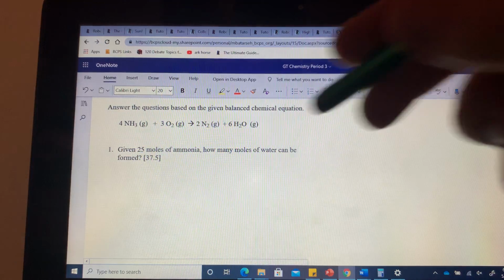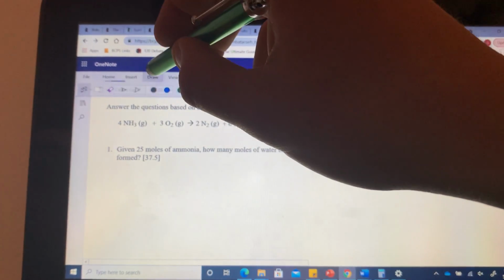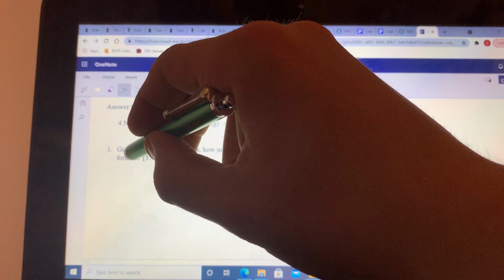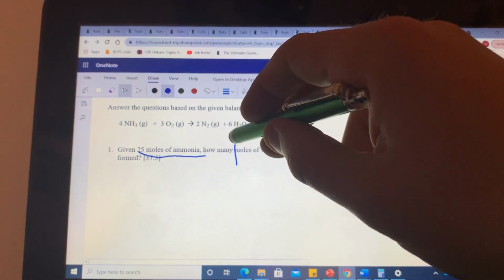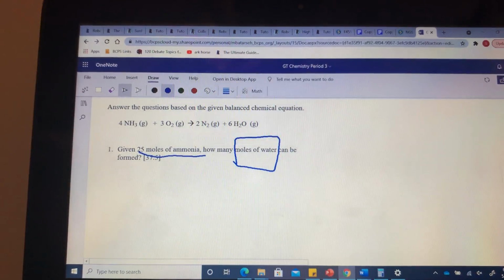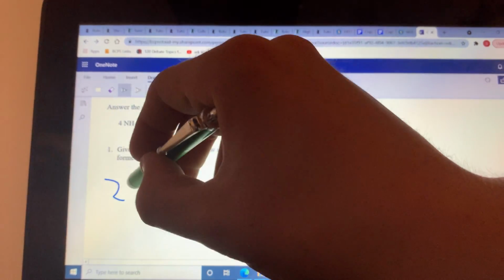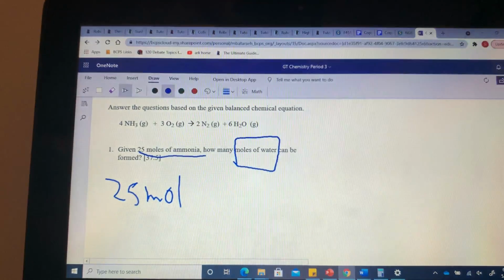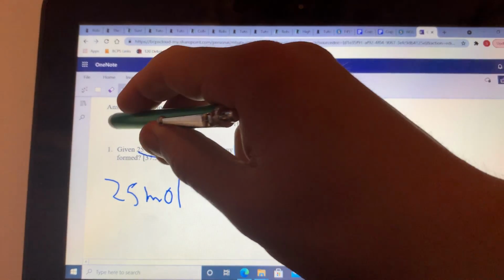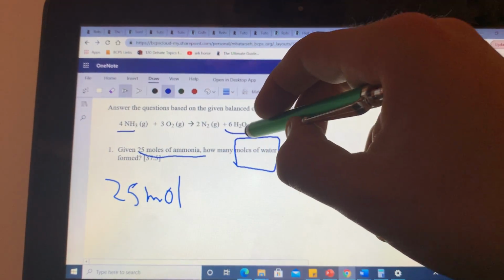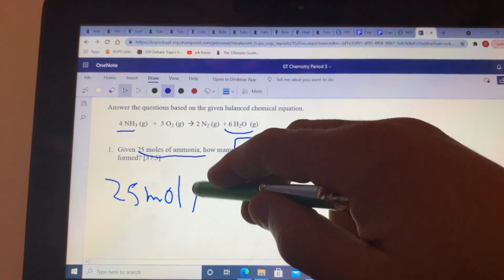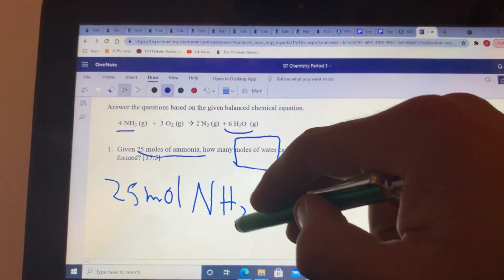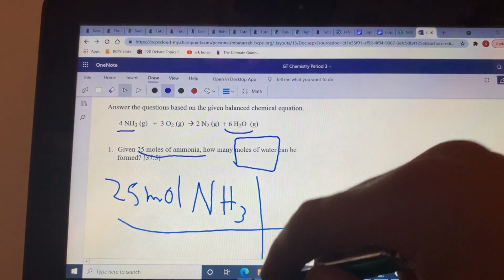So given 25 moles of ammonia, how many moles of water can be formed? So we have moles of ammonia, so let's start out with our given. We have 25 moles of NH3, that's ammonia right here, and this is water right here. Let me draw my dimensional analysis lines.